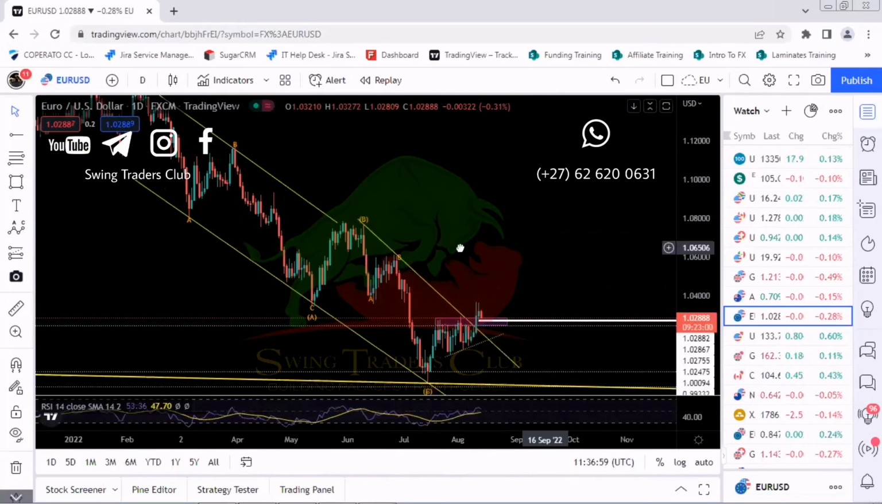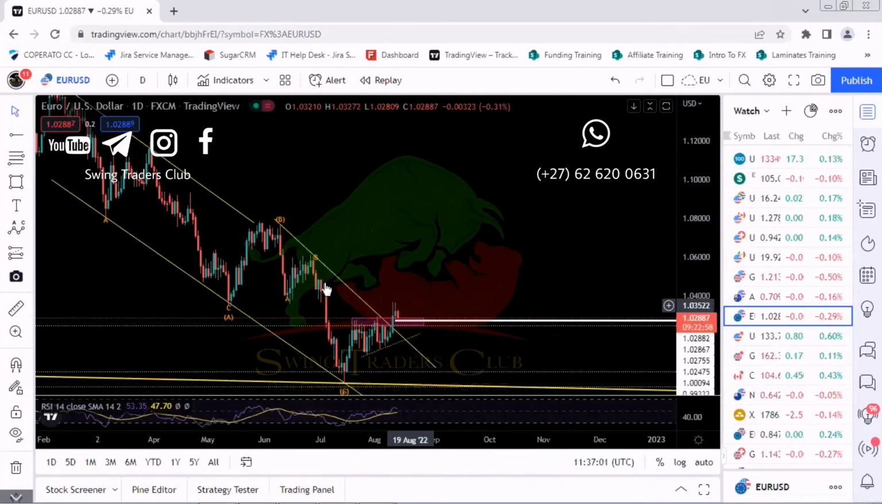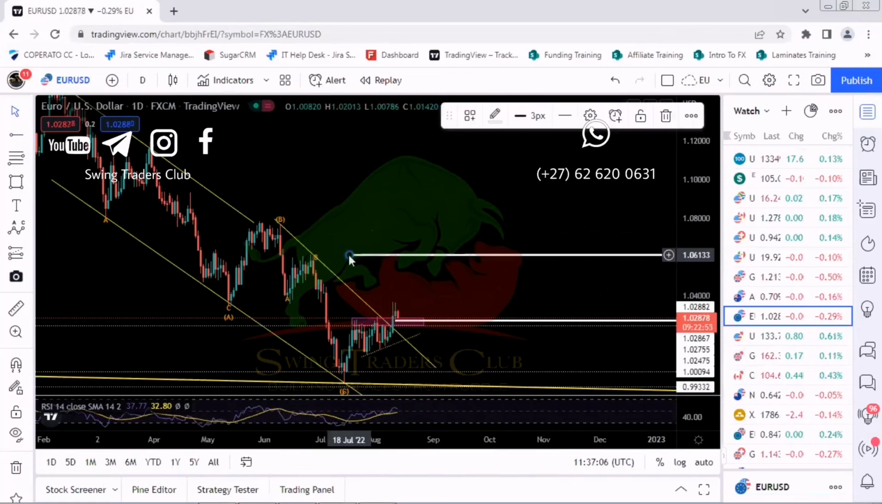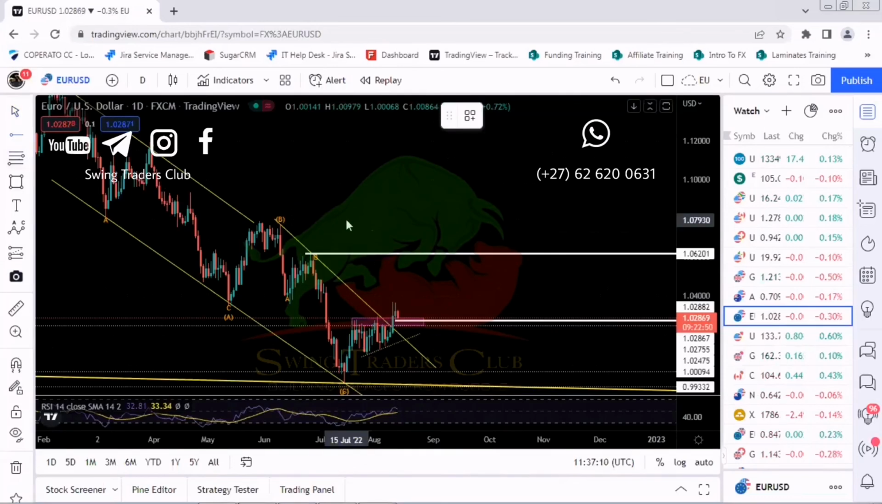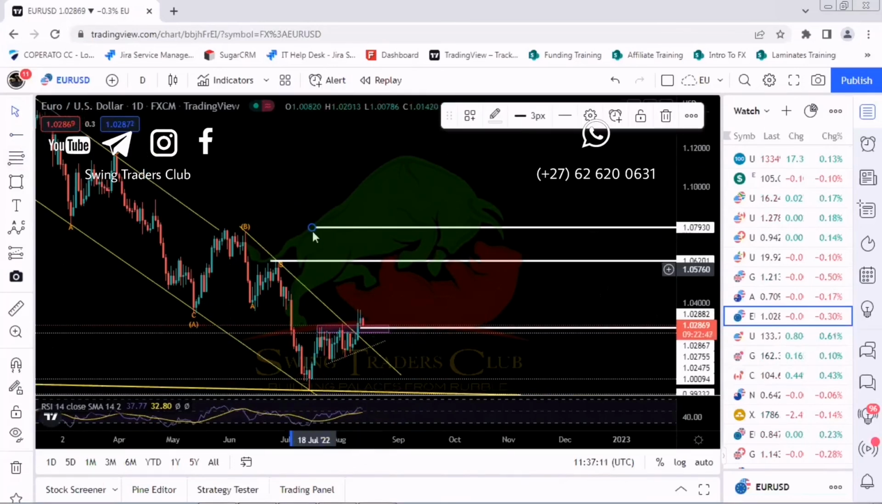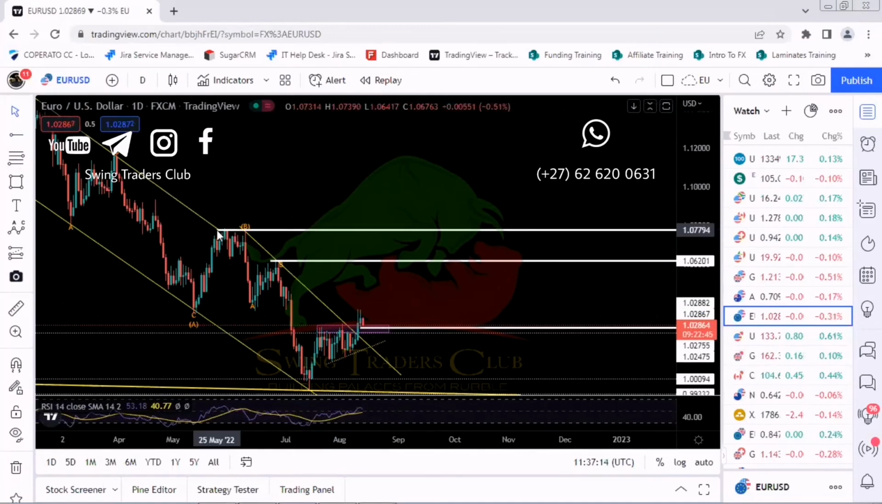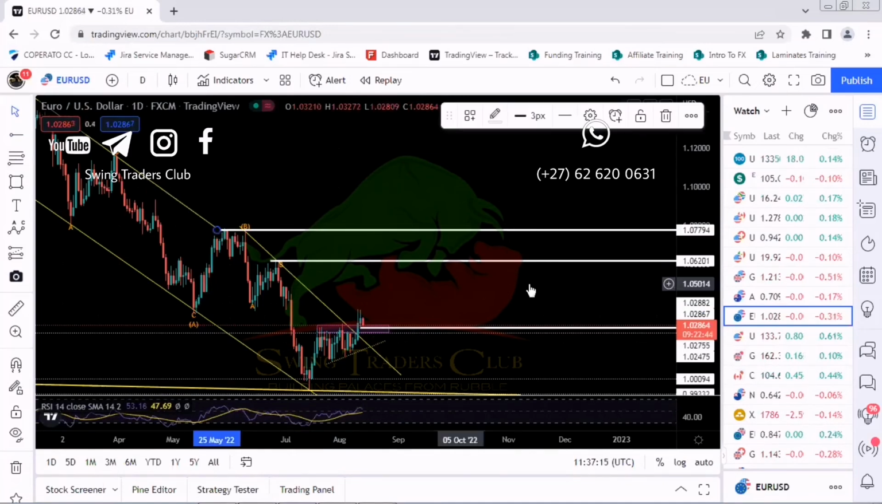But from what I see, that's an idea. So, levels that you have to keep in mind. The levels that you have to keep in mind are this one, and this one. So these are what I call your first targets. Okay. So you have these levels in mind.